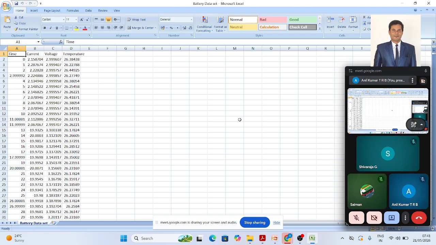So is this visible, Shiraj? Shiraj, is this visible to you? The data.